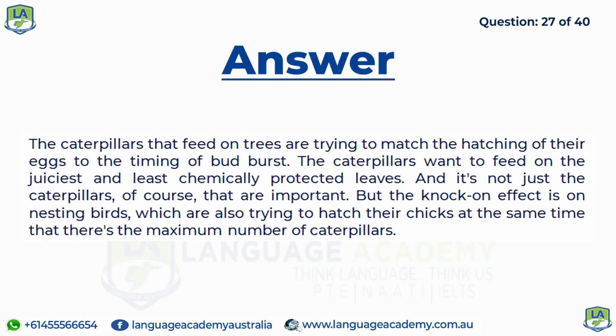The caterpillars that feed on trees are trying to match the hatching of their eggs to the timing of bud burst. The caterpillars want to feed on the juiciest and least chemically protected leaves. And it's not just the caterpillars, of course, that are important. But the knock-on effect is on nesting birds, which are also trying to hatch their chicks at the same time that there's the maximum number of caterpillars.